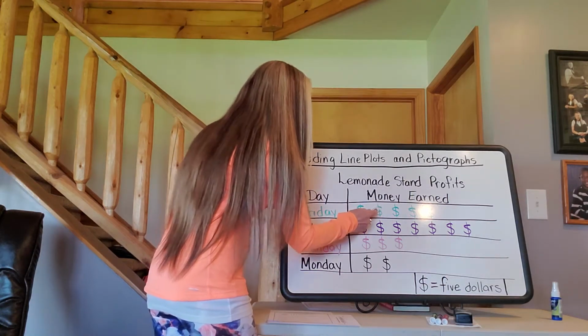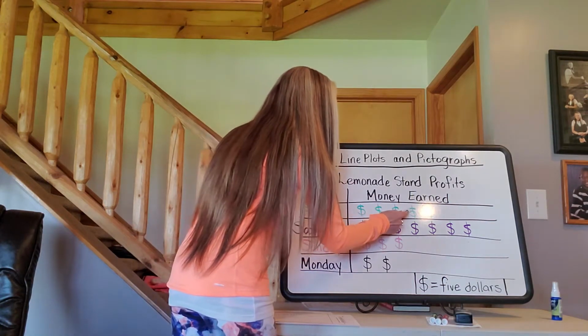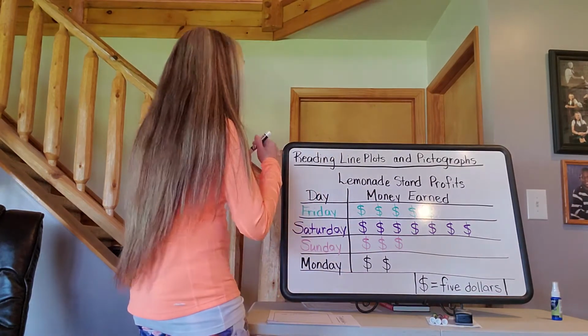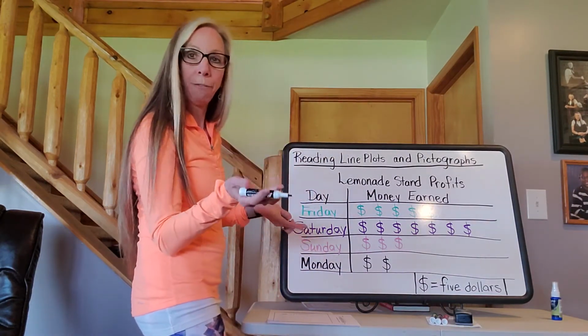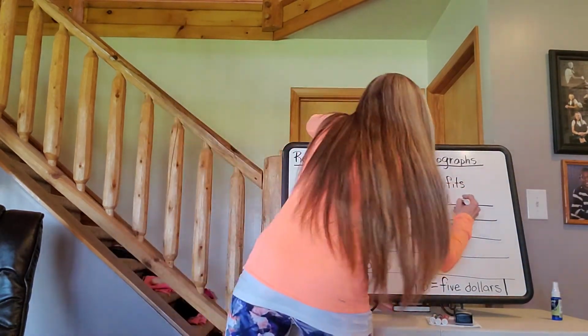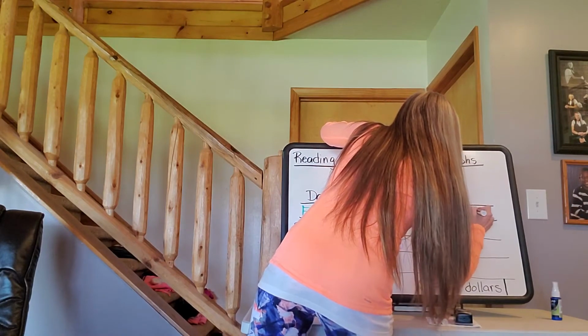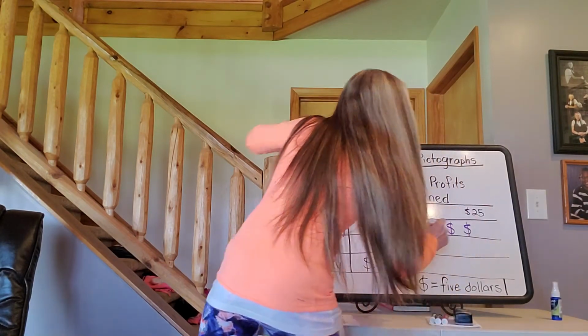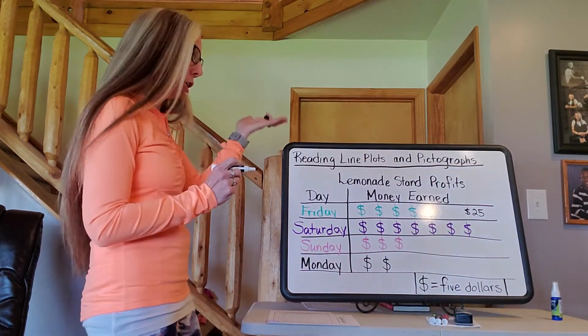5, 10, 15, 20, 25. So on Friday, I sold $25 worth of lemonade. So I'm going to write that clear over here. $25 is what I earned on Friday.